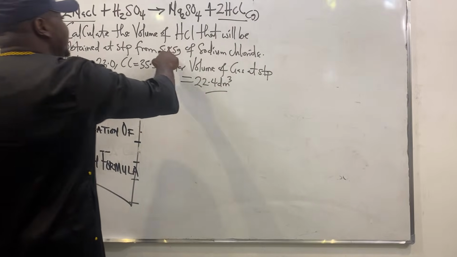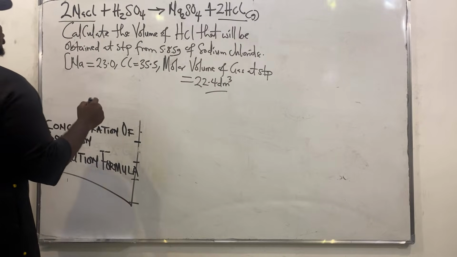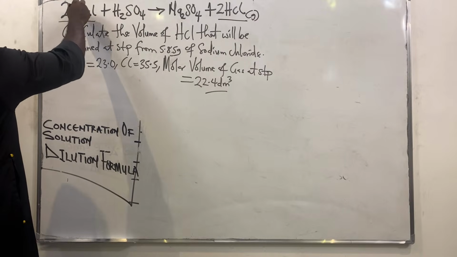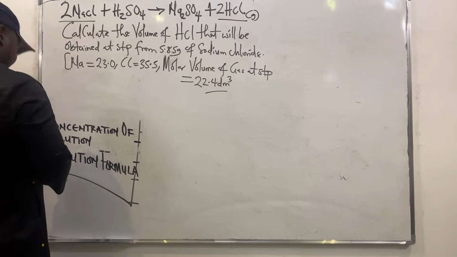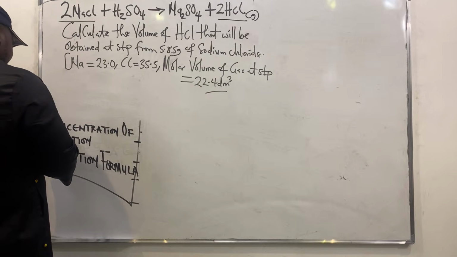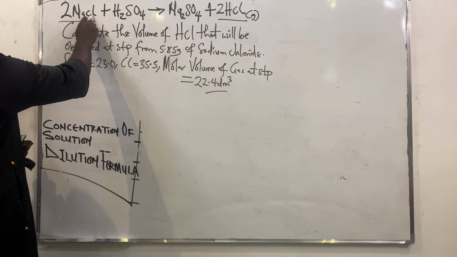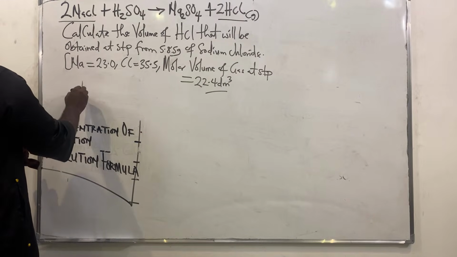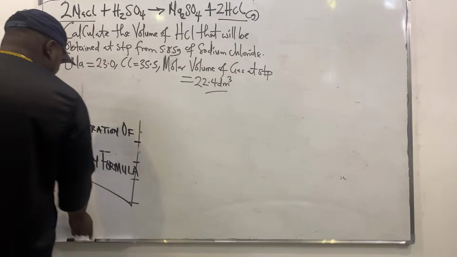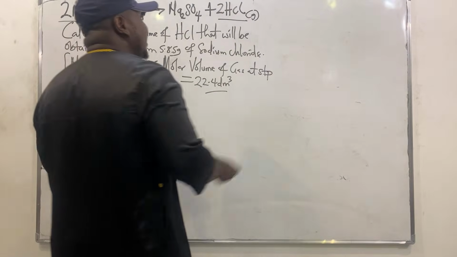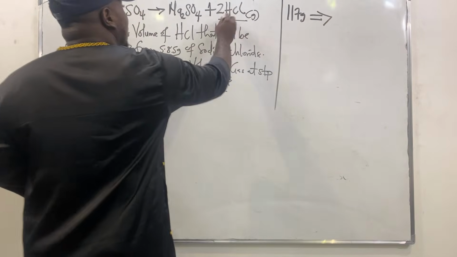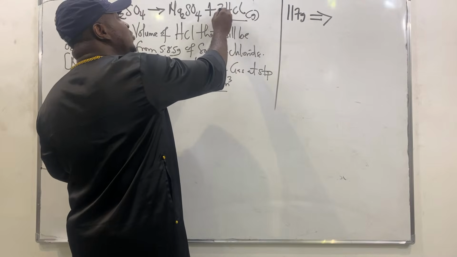Before we get the volume that will be obtained from 5.85 grams of sodium chloride, let us ask ourselves one question. What volume is obtained from what mass of NaCl? Class, Na is 23, Cl is 35.5. If you do the math very well, 23 plus 35.5 will give 58.5. Multiplied by 2 will give you 117. Class, from the balanced chemical equation, 117 grams of NaCl gave what volume of HCl?